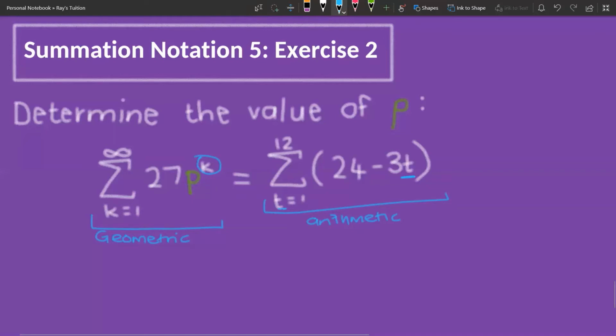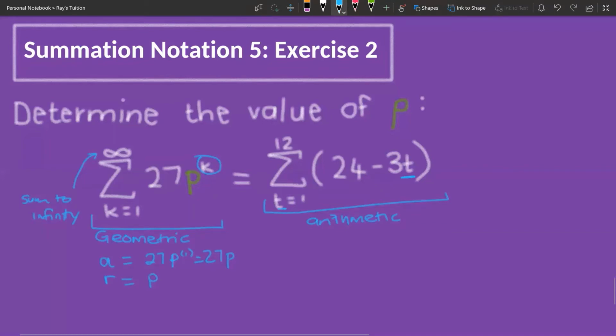So this one here, we have that it is the sum to infinity because we have infinity over there. So we have to calculate the sum to infinity. For us to calculate the sum to infinity, we're going to have to know what's A and R. A is our first term. We get that by substituting the bottom index. So it's 27 times P to the power of 1, which is just 27P. Our R is the base of our exponent, which is P. Our unknown is P. So there we have the two things that we need.